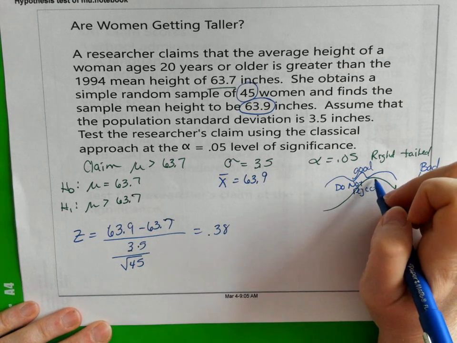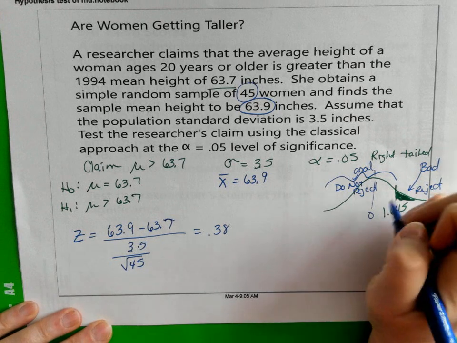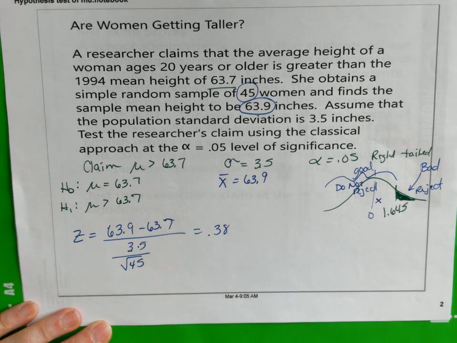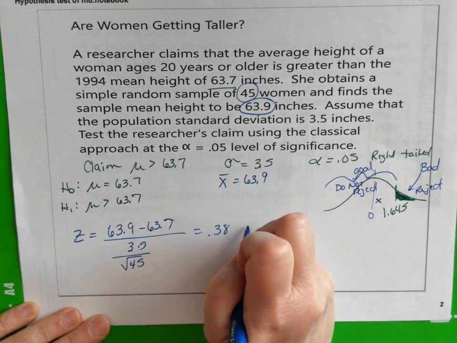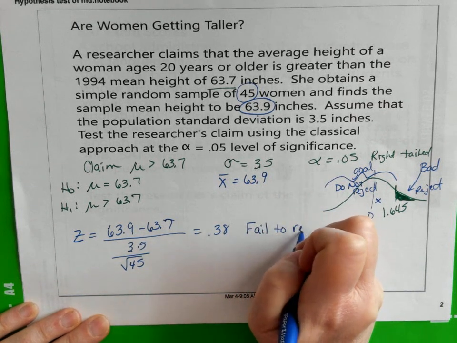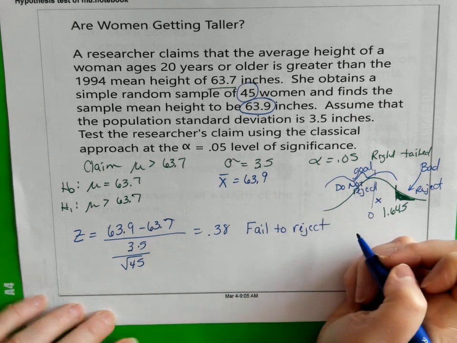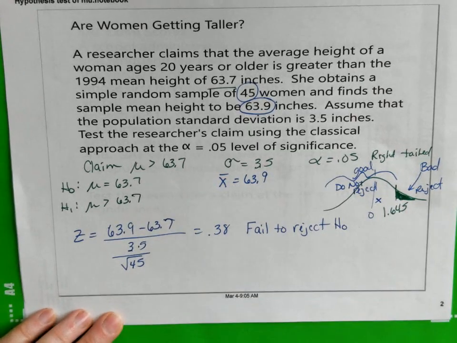All right, remember, 0's in the middle. Here's 0. Here's 1.645. Where's 0.38? About right there. Is 0.38 in the rejection region or not? It is not, so we would fail to reject, which leads us to a conclusion. We failed to reject the null hypothesis.